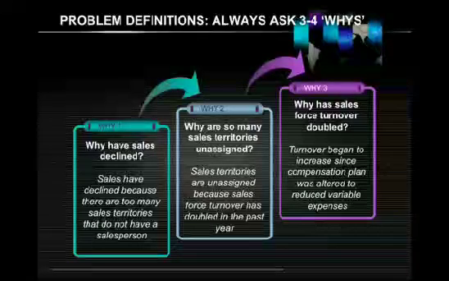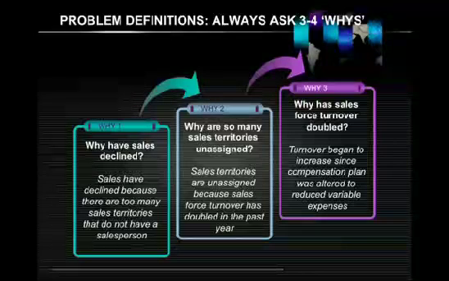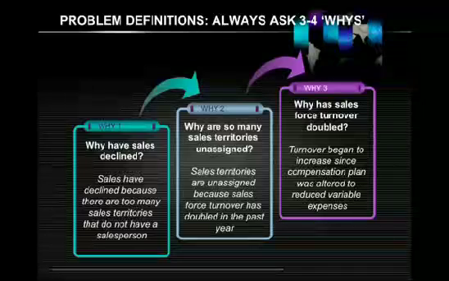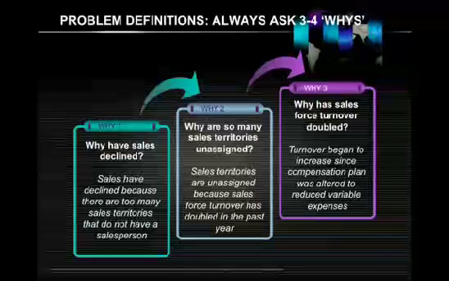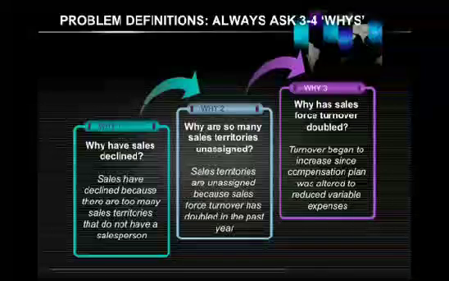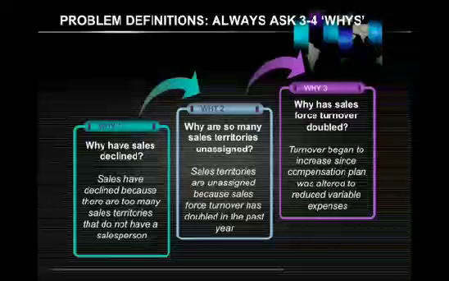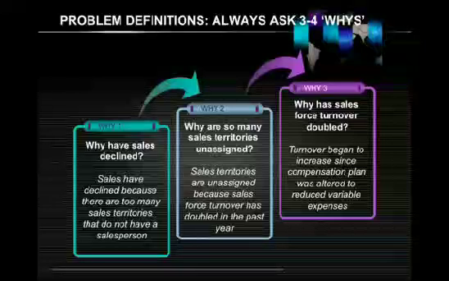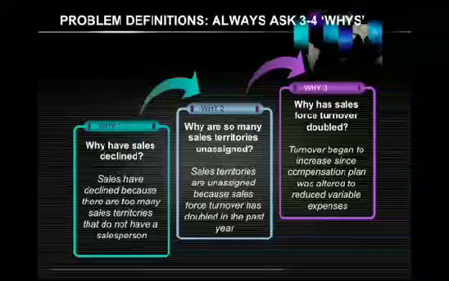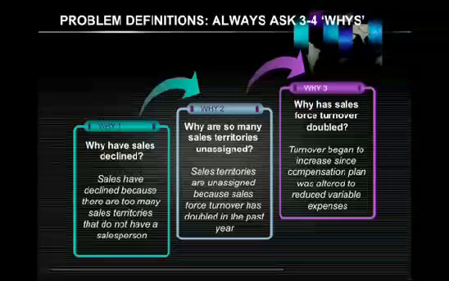Brilliant. So then you dig deeper and ask, okay, why is it that there are so many territories unassigned to salespeople? It doesn't make any sense. Now, the reason there are so many sales territories that are unassigned is because so many salespeople have left the company in the past 1 year. So the turnover or the attrition rate has essentially doubled in the sales department.